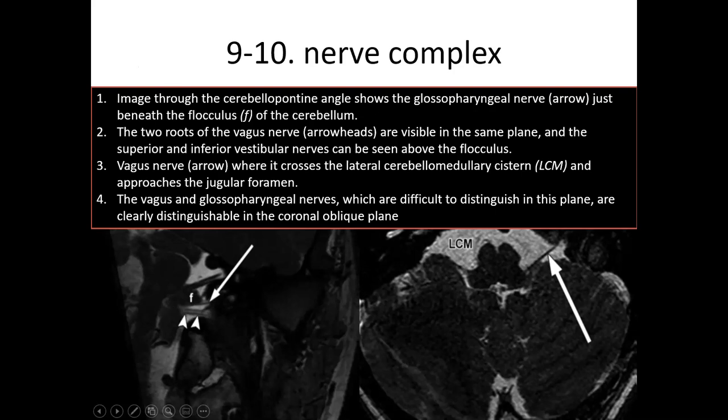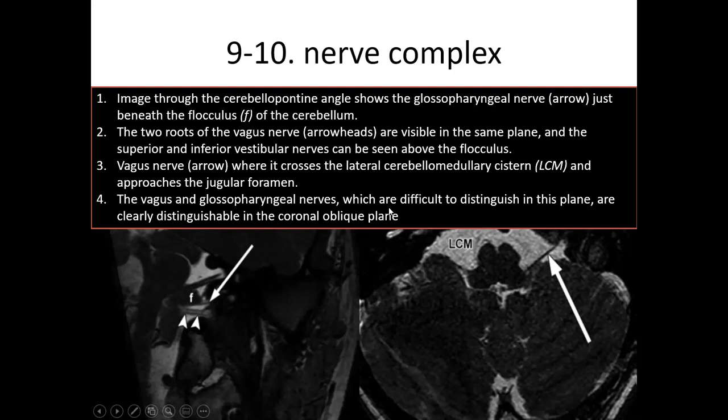So the image through the cerebellopontine angle shows the glossopharyngeal just beneath the flocculus of the cerebellum. The two roots of the vagus nerve, arrowheads, are visible in the same plane. You can see in the same plane the superior and inferior vestibular nerves above the flocculus. And the vagus nerve arrowhead, where it crosses the lateral cerebellopontine system and approaches the jugular foramen. So the glossopharyngeal nerve and vagus nerve go through the jugular foramen.